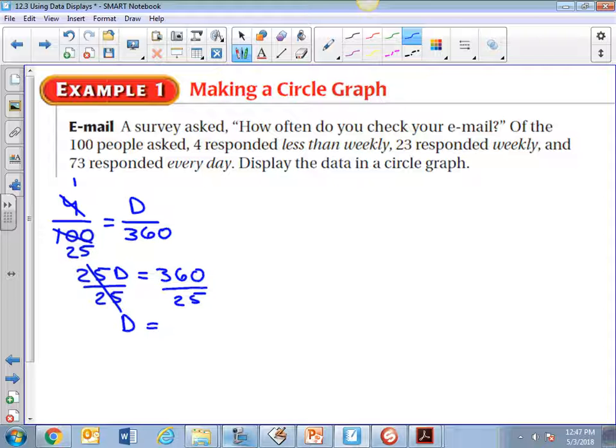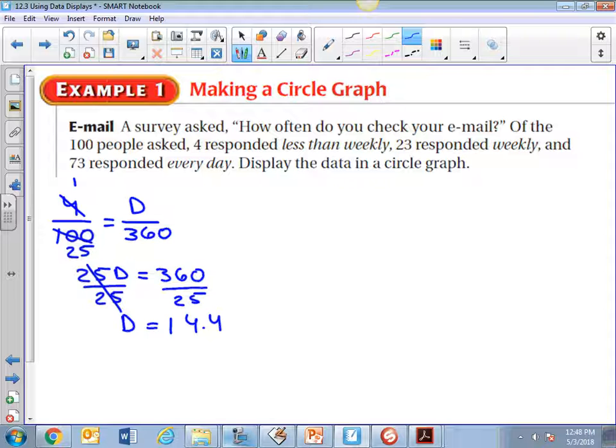Divide 360 by 25. It goes into 36 once. We still got 110, so that'd be 4. You got 100 left, so that'd be 4 as well. Often with circle graphs, it's not worth doing a decimal, because if you look at your protractor, you're not going to see a decimal, right?